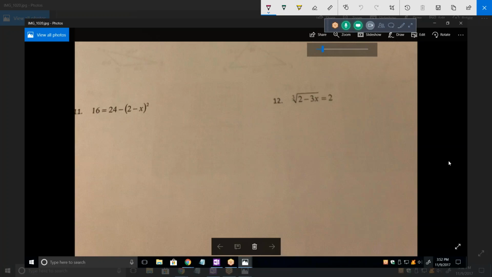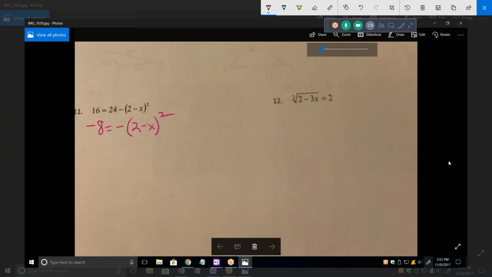Would you subtract 24? Leaving what? What's left on the right side? Minus, and then parentheses, 2 minus x squared. Next step? Would you add x? I would divide by, again, I've got a multiplier here of -1.